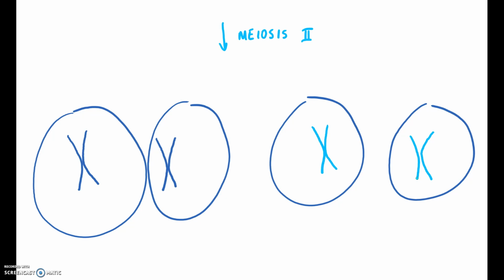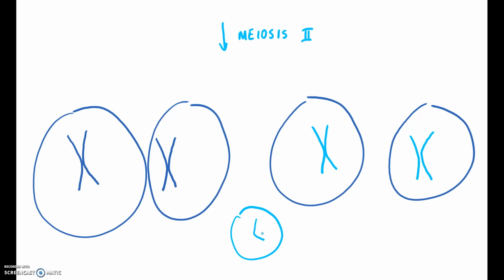Hopefully that will help you to start to get your head round how we go from diploid to haploid, because I understand that seeing that you think, well, how is that a haploid cell? That doesn't make any sense. It's just a single chromatid.